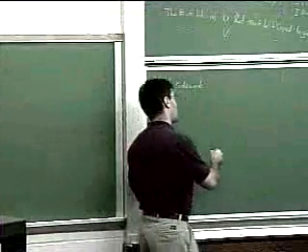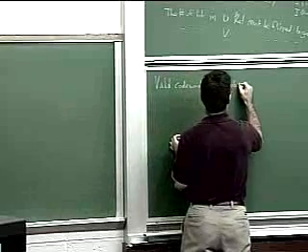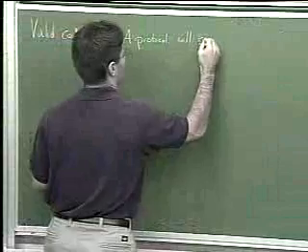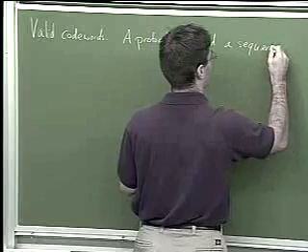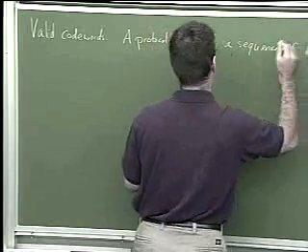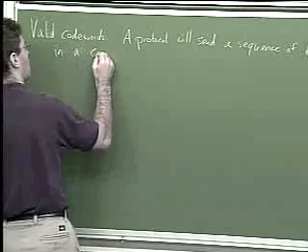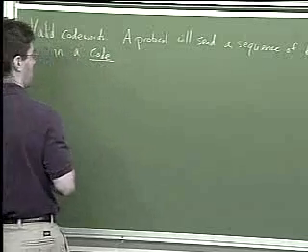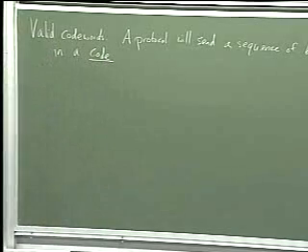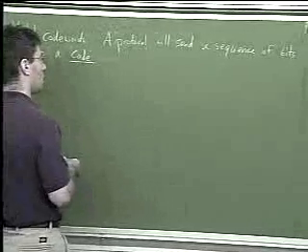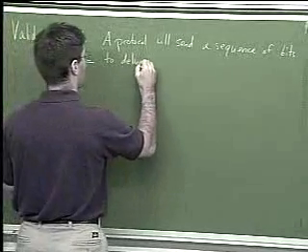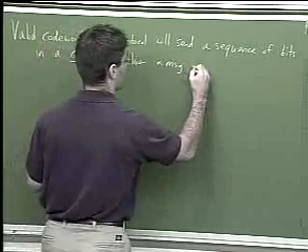Let's talk about valid code words for a minute. A protocol will send a sequence of bits in a code. Okay, this is not like a secret code. This is the error detecting code that we're dealing with here. So a sequence of bits in a code to deliver a message with increased reliability.